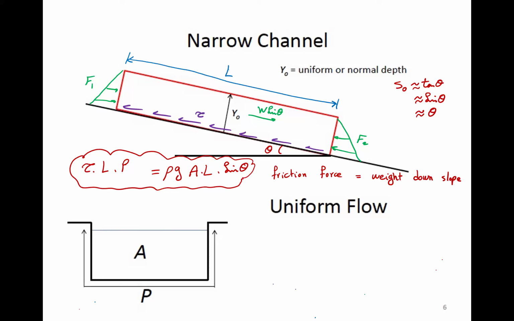So let's keep tau on the left-hand side. Tau is equal to, and bring everything to the right-hand side. Right-hand side, we have rho g. Let's not touch it. Rho g. And then we have A. L will cancel from both sides, right? Because it appears on both sides. Then we have A over P, A divided by P. And then we have sine theta. So tau is equal to rho g, A over P is R, hydraulic radius. We already know that. R times sine theta.